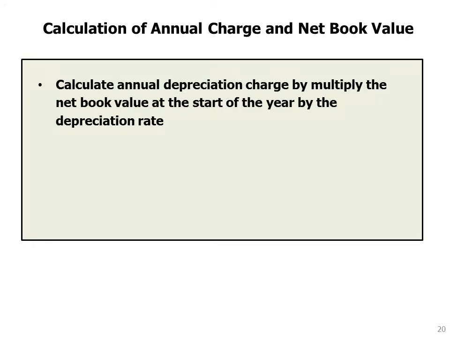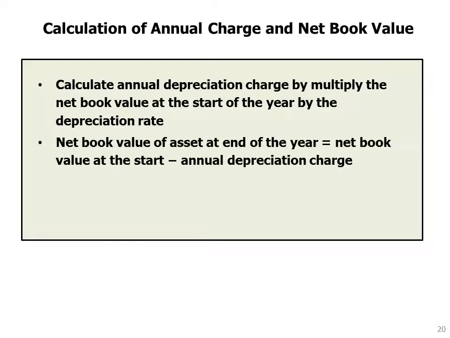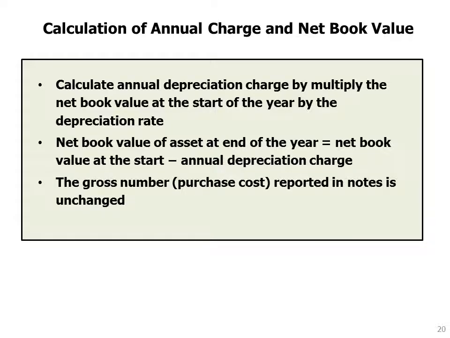So let's look at the calculation of the annual charge and the net book value. The first thing we need to do is to work out the annual depreciation charge by multiplying the net book value at the start of the year by the depreciation rate. The net book value of the asset at the end of the year is then given by the net book value at the start of the year less the depreciation charge. And as is the case for straight line, of course, the gross number, the purchase cost reported in the notes, remains unchanged.